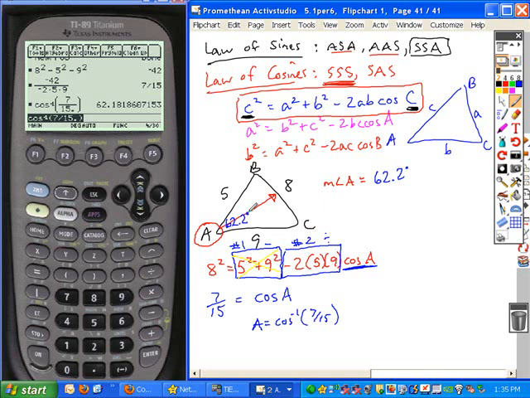All right. So let's take a look at the other way that you can use your calculator to solve this. Because some of you like using the solve key, I'm going to show you how you can do that. It just takes one slight tweak on your calculation.